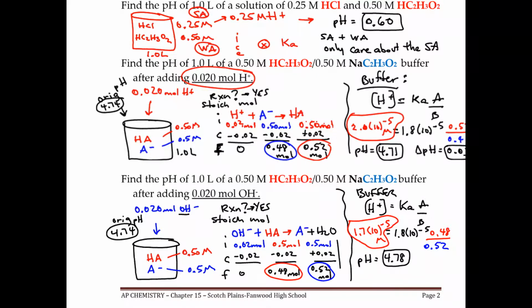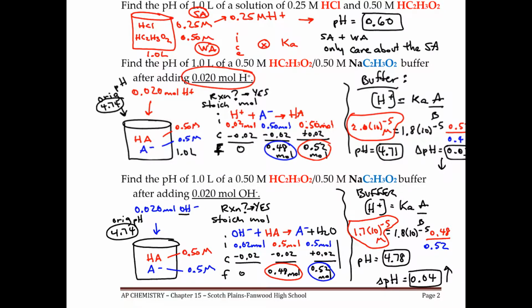Again, that's only a delta pH of 0.04 off of our original 4.74. And look, this made sense because this went up because we added a base. So because we added a base, the pH of 4.74 went up only by 0.04 units, whereas in the original problem I had up here, the pH went down by 0.03 because we added an acid.